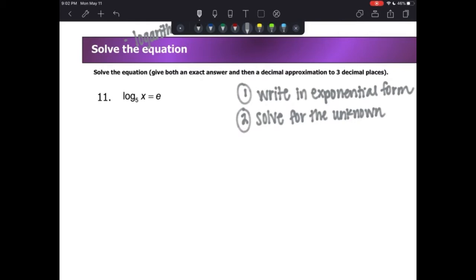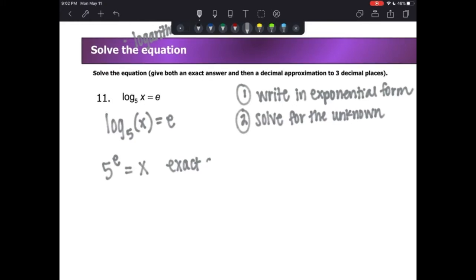So log base 5 of x equals e. We need to solve for x. My very first step is to write in exponential form. I have log base 5 of x equals e. My base is 5. I raise that to the e power, and that equals the argument of x. X equals 5 to the e power. This is an exact answer, so I have an equal sign.